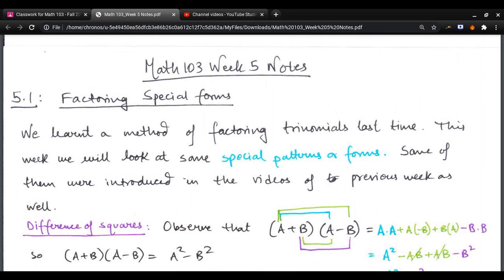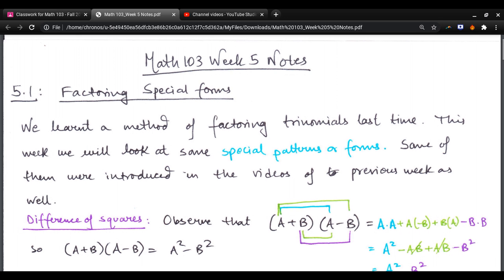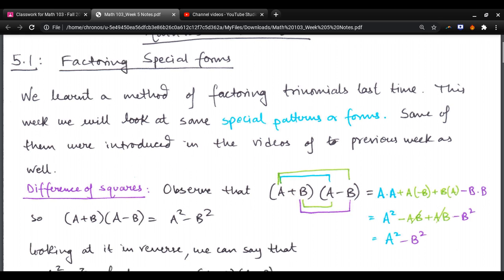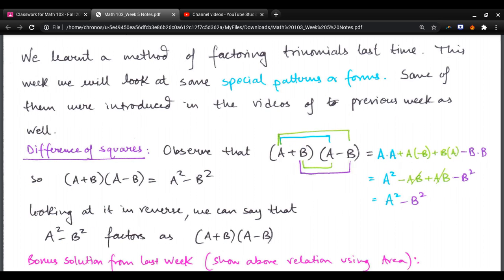Now, next thing is special forms. There are certain patterns that can be captured as a formula. And we're going to look at some of these special patterns or forms this week. Some of them were introduced in the video of the previous weeks as well. For example, difference of squares.